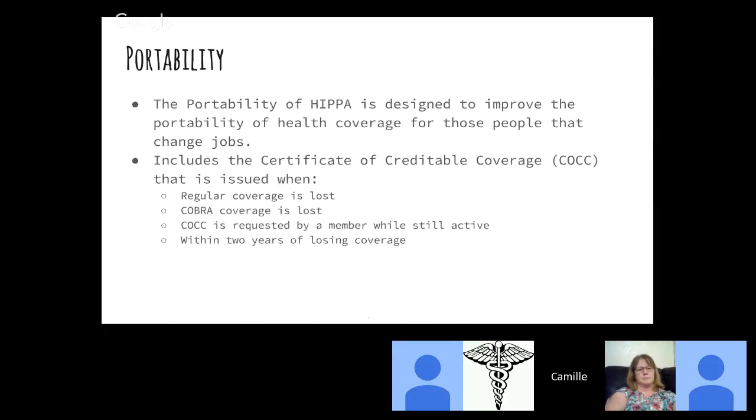Okay, so portability. The portability of HIPAA is designed to improve the portability of health coverage for those people that change jobs. So basically, when they change jobs, it can help them and cover them for a while. The portability includes the certificate of creditable coverage, and it is issued when regular coverage is lost or COBRA coverage is lost. The certificate is requested by a member while still active, and within 2 years of losing coverage.